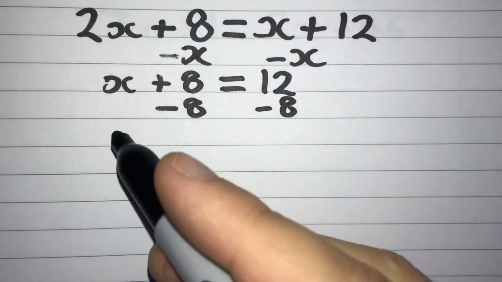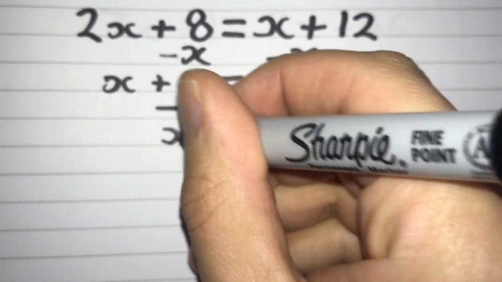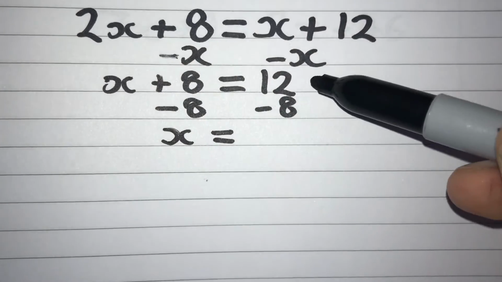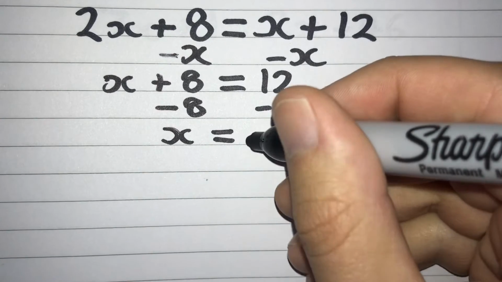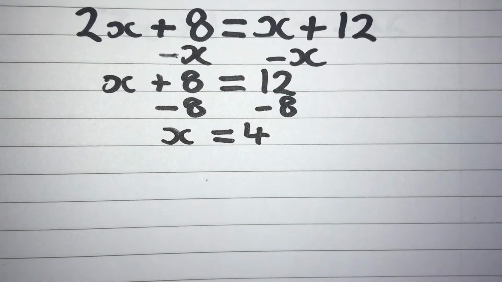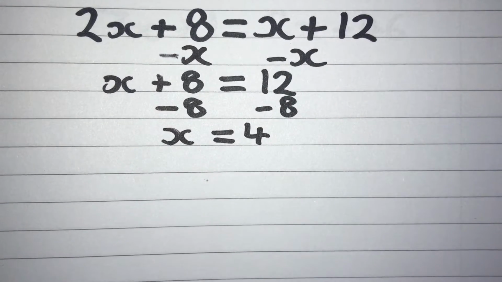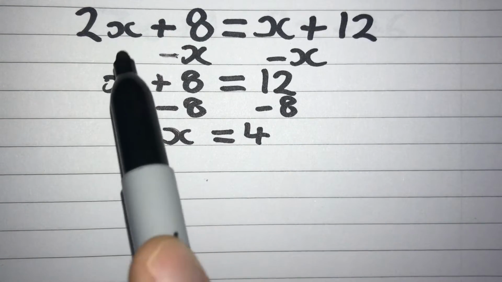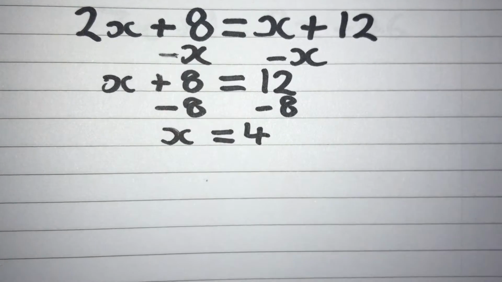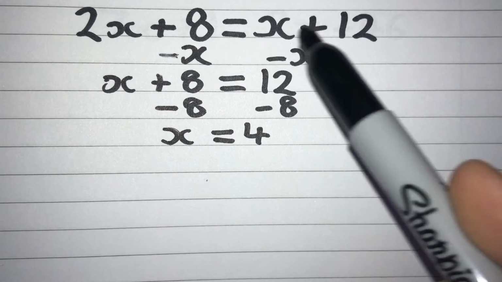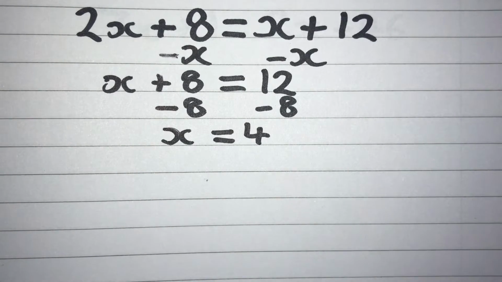So on our left-hand side, we're just left with our x. And on the right-hand side, 12, take away 8, gives us 4. So our answer would be x equals 4. And we could double check that by putting it back into our original equation. So 2 times 4 would give us 8, add another 8 gives us 16. On our right hand side, 4 add 12 also gives us 16. So we know we've done this correctly.